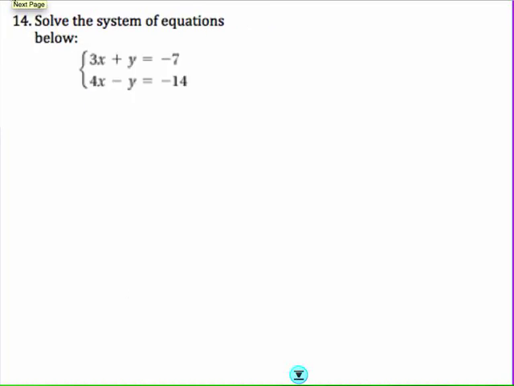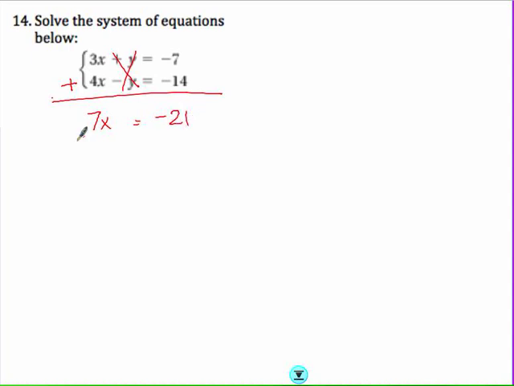Solve the system of equations. So this one is actually really easy if you use the elimination method. All you have to do in this case, see both of these equations, notice how there's one y up here, and they're opposite signs. All I have to do is add these two equations to each other, and the y's are going to cancel each other out. So 3x plus 4x leaves me with a 7x. Y minus y cancels. And then negative 7 minus 14 is going to leave me with a negative 21.